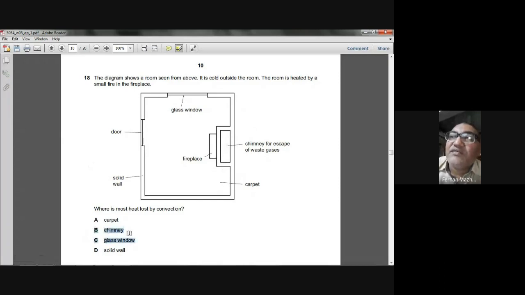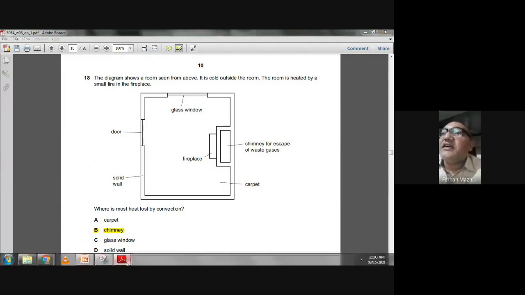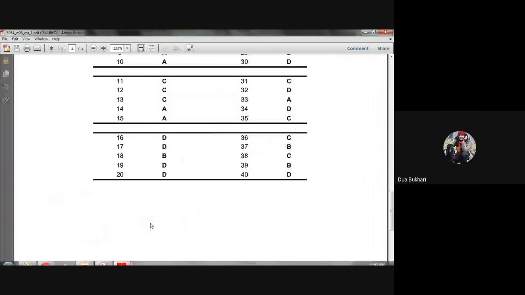It's a straightforward question. For convection, I need air or a gas or a liquid. So where is that available? In the chimney. So through the chimney, most of the heat is lost by convection. Question number 18, I think B is the right answer. Sir, please explain B again.